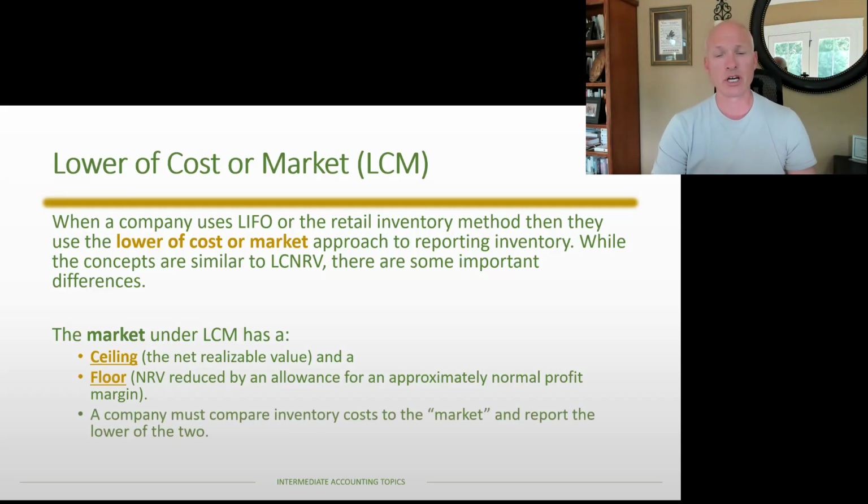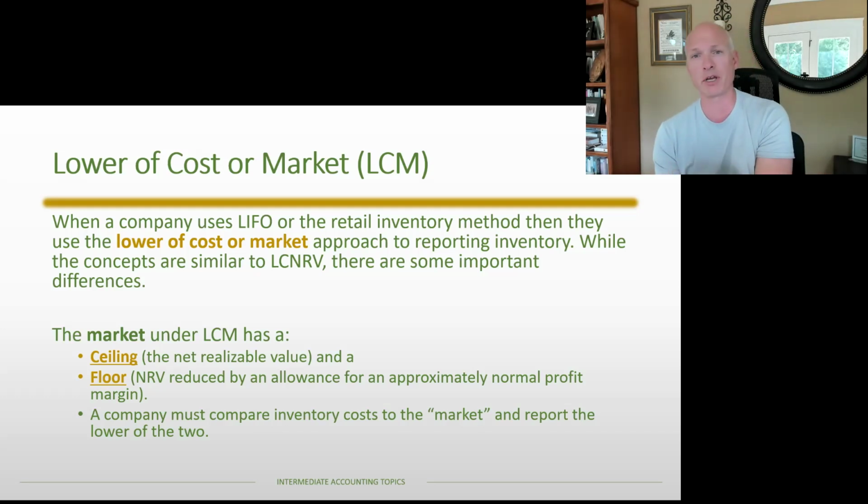You're going to compare the inventory cost to the market, which is either going to be the ceiling, the floor, or the replacement cost. The easiest way to think about it is that the default is the replacement cost. So you compare the current cost, or the cost on our balance sheet, to the replacement cost, and we choose the lower of those two.